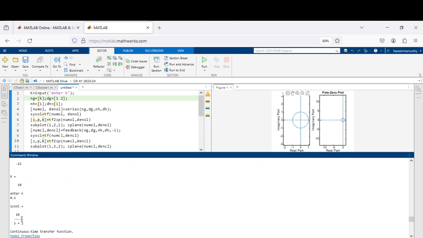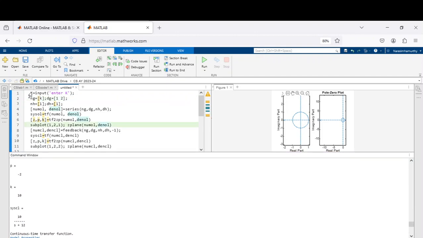the open loop transfer function is... Okay, sorry for that. This should be small k because I put it as capital K. It is case sensitive. Let us make it as small k. Okay, now let me run this.